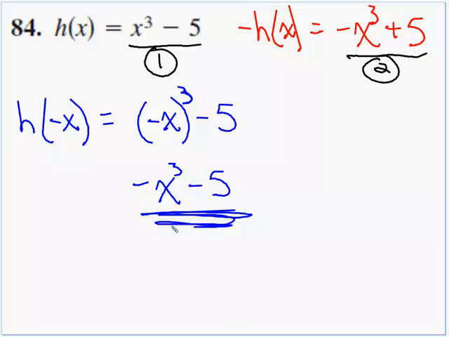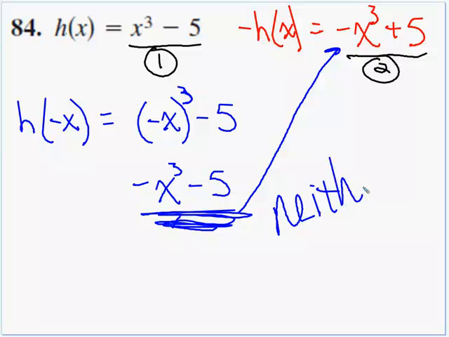Does that match option 1, the original function, therefore making it an even function? No, we don't have the negative in front of the x cubed. Does it match the odd function, negative x cubed plus 5? No, we are missing the plus in front of the 5. So it's not odd, it's not even, it's neither. It has no symmetry at all.